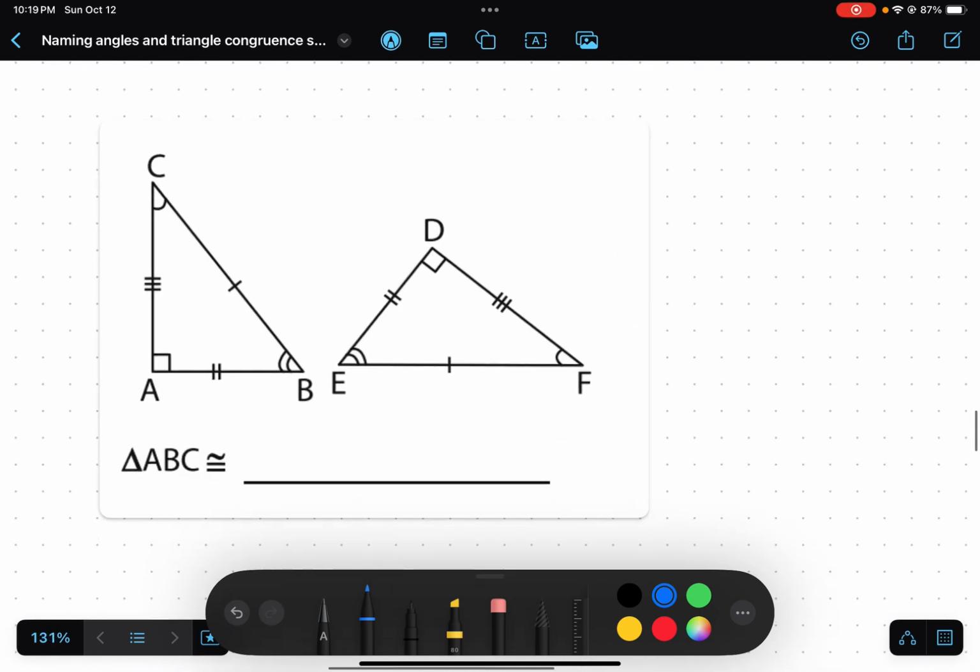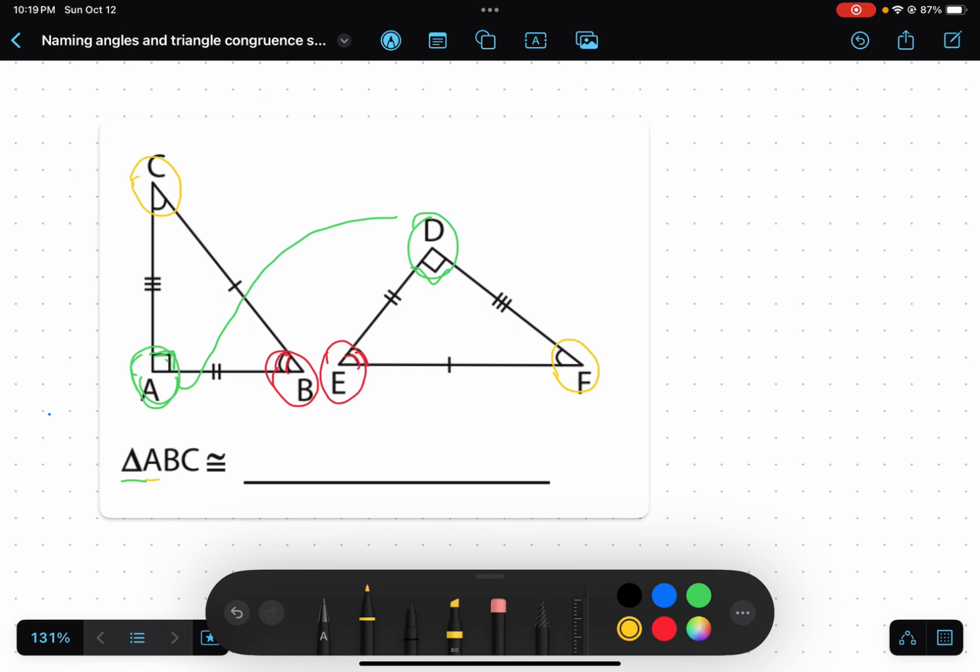Okay. Let's try another one. Why don't you guys take a minute and try this one? See if you can figure out the order of the letters. So this is talking about the whole triangle, triangle ABC. Let me color code it better so we can talk about it. With this one, I can see that A and D are both right angles. They both have that corner. So A and D match up to each other. Then I can see that B has these two little symbols and E has those two. So B and E match up. And that leaves me with C and F.